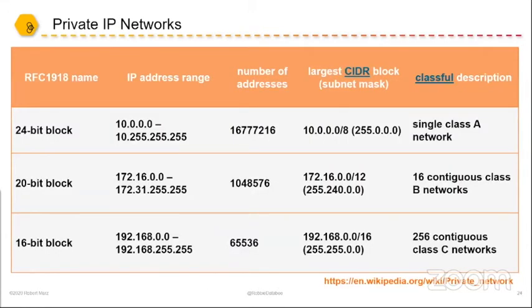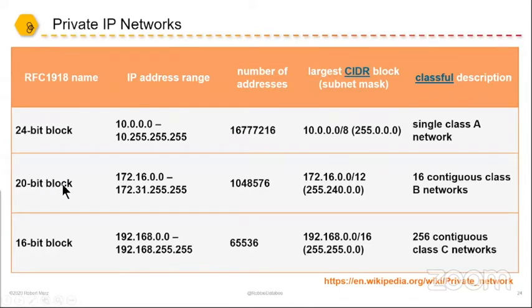Okay. So these are the private IP networks. We are not going over the details, just for you to know that there are 3 different blocks. There is a 16-bit block, which has 65,000 addresses, and the range is going from 192.168. You probably get assigned one of those addresses from your DSL router at home.